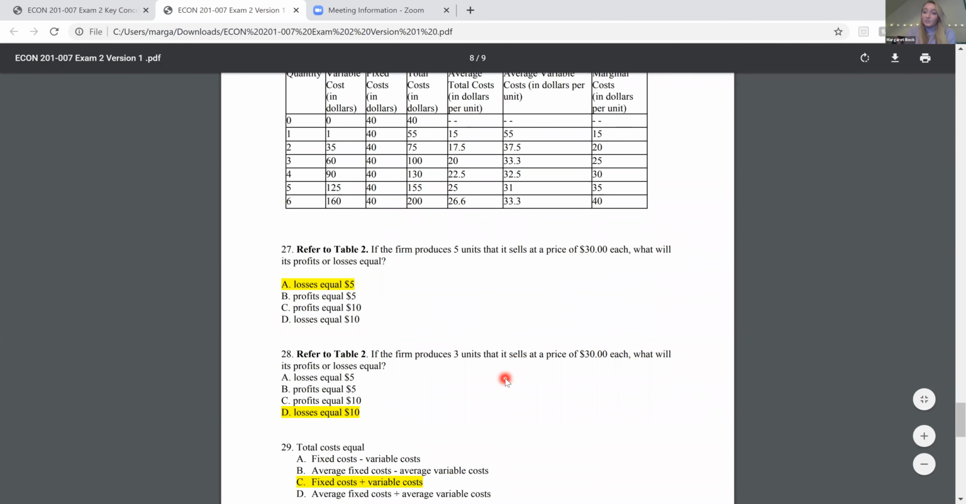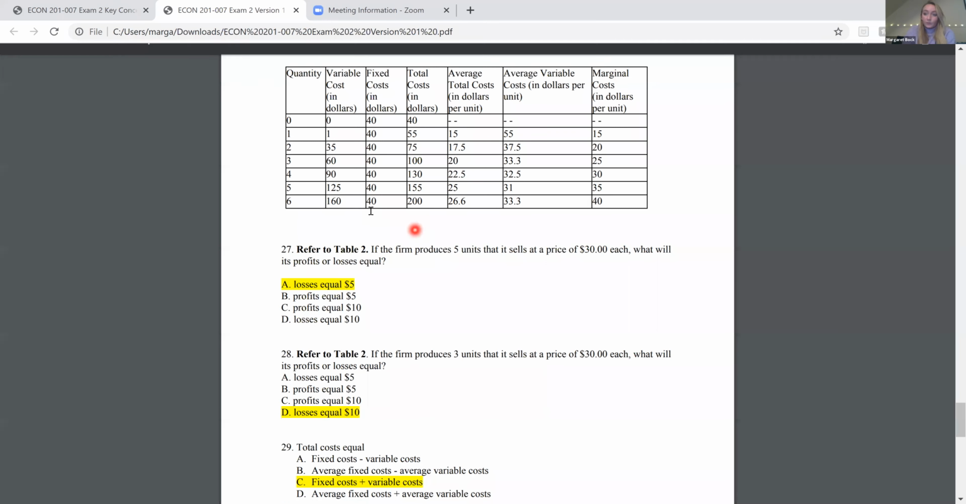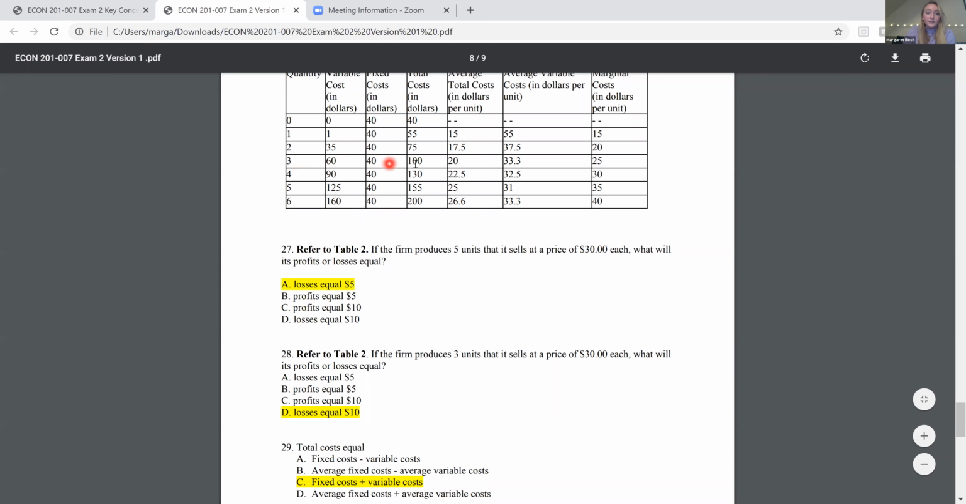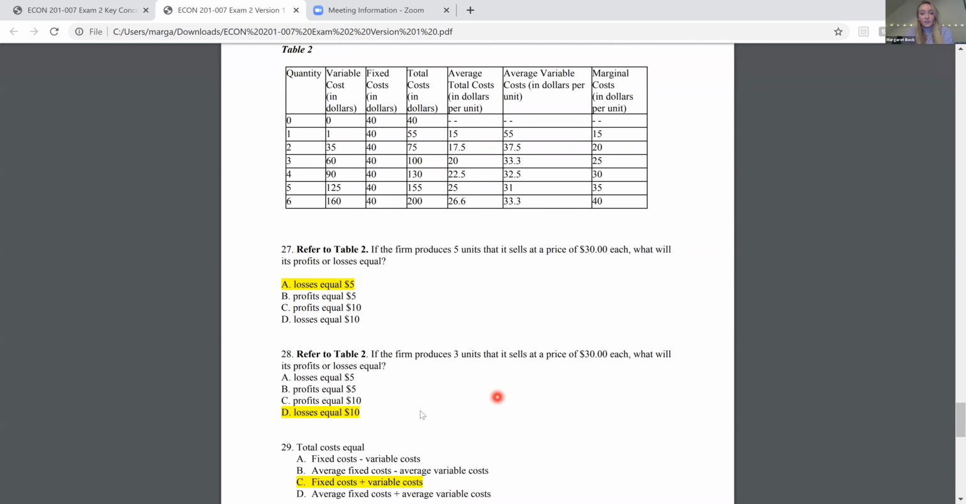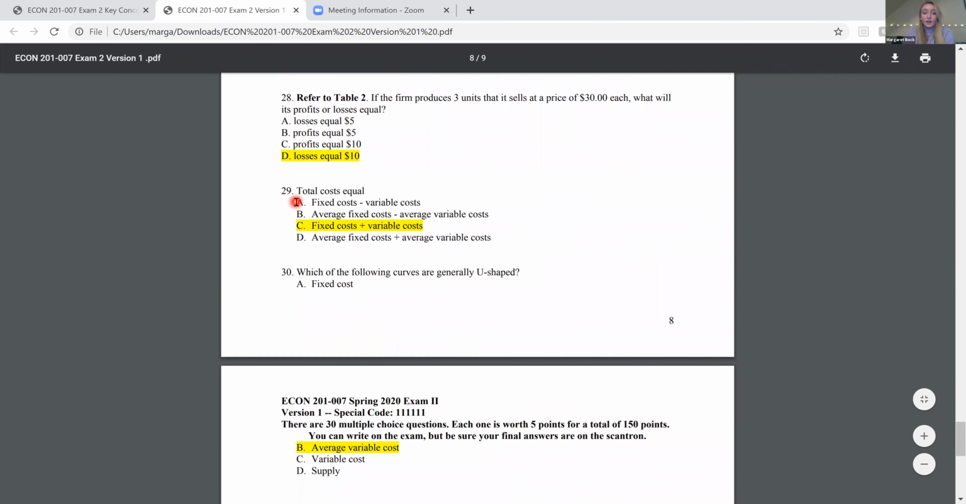And then we just basically do the same exact thing, but instead of looking at 5 units, now we're looking at 3 units. So if the firm is producing 3 units and sells them at a price of $30 each, 3 times 30 is 90 total revenue. Total cost is 100. So 90 minus 100 gives us negative 10, which would be losses equal to 10. And then 29, total cost equals fixed plus variable cost. So again, it's just knowing this little equation dealing with total cost.